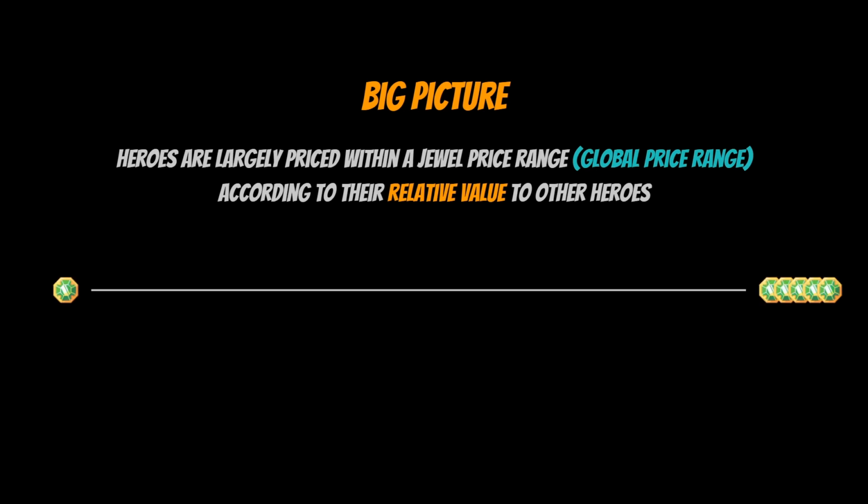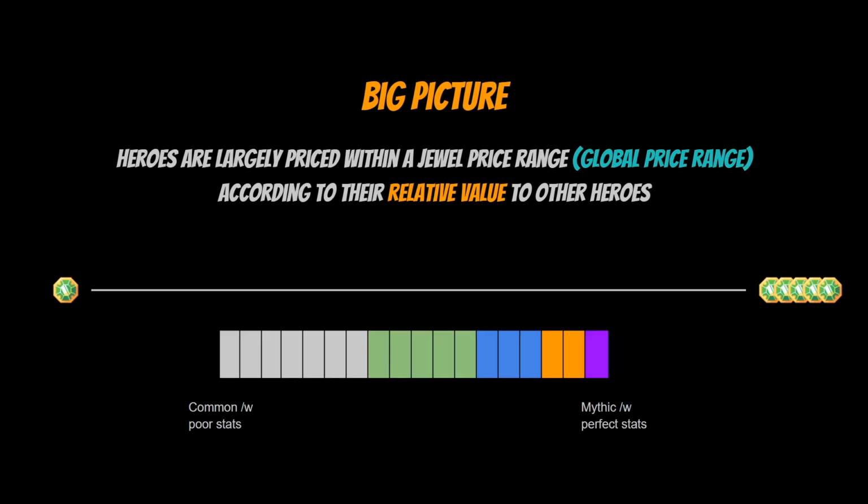Here is a value scale starting from very few jewels on the left towards a lot of jewels on the right. And here is a representation of the global price range starting from common heroes with poor stats on the left and mythic heroes with perfect stats on the right. So at this point, don't get too wrapped up on the details, you just need to get the gist of how the big picture works.